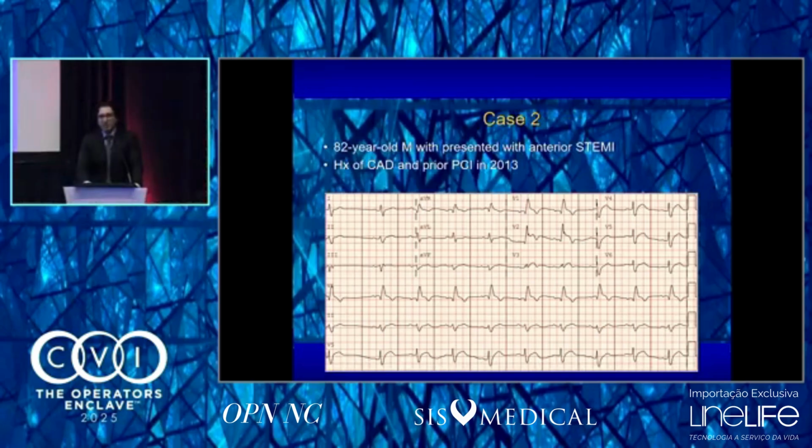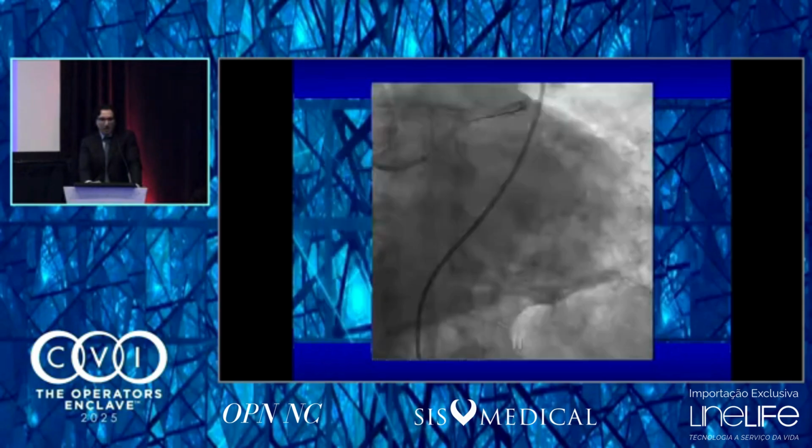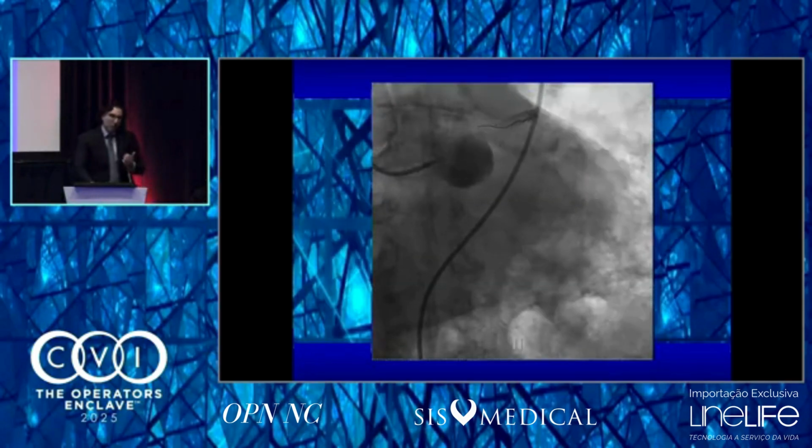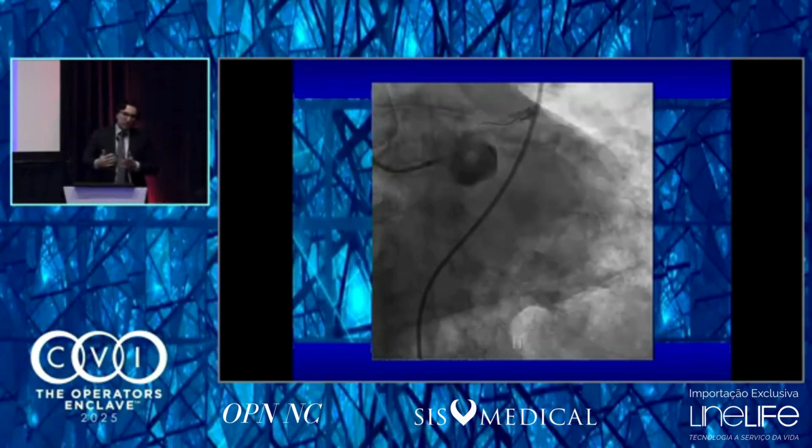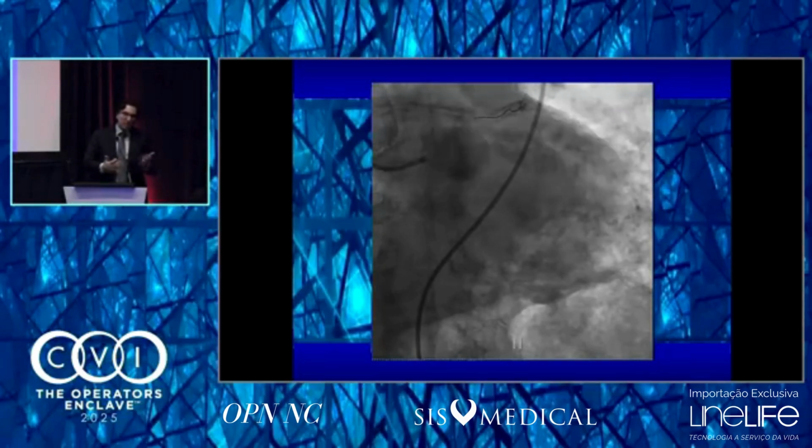So here's another case. I think we've all been in these kinds of situations. An 82-year-old gentleman presenting with an anterior STEMI. The only thing we know about him is that he had a PCI in 2013. So there's his EKG. I went via the right radial artery. I tried a bunch of catheters. I couldn't engage anything. So then I went through the groin, and even then I tried a couple of catheters, and I couldn't engage anything.